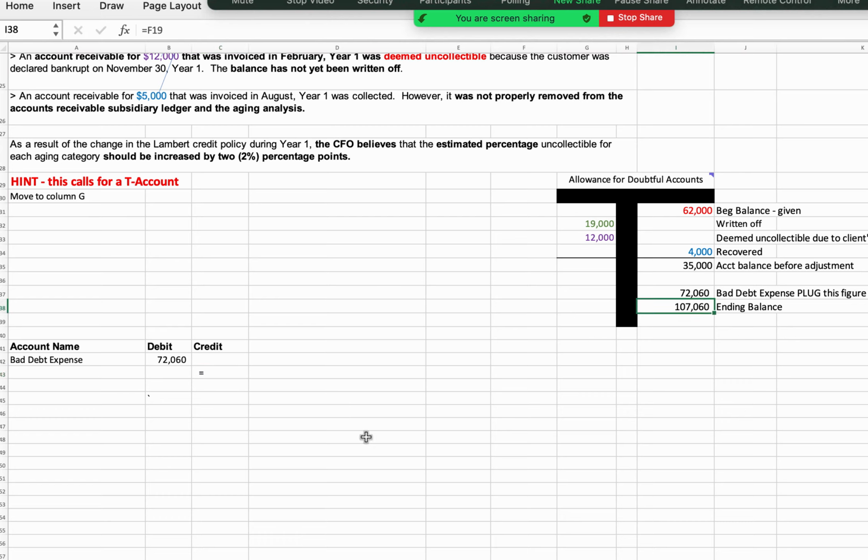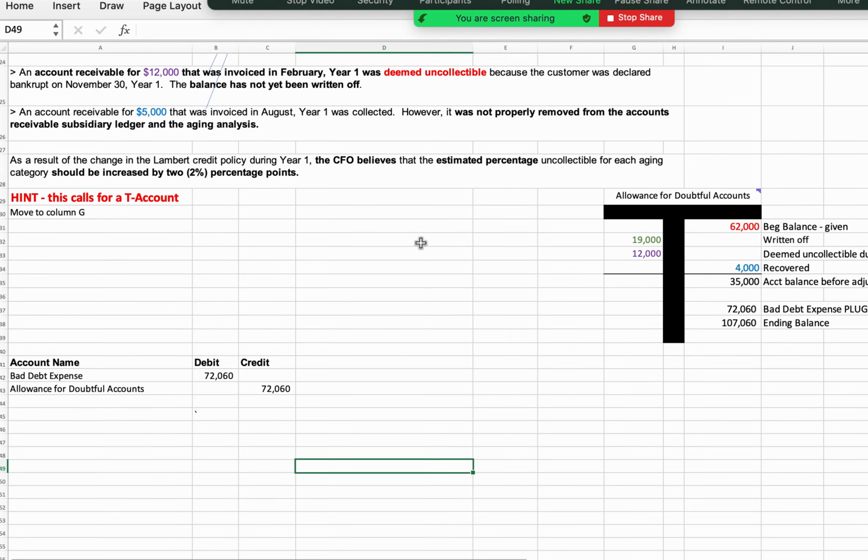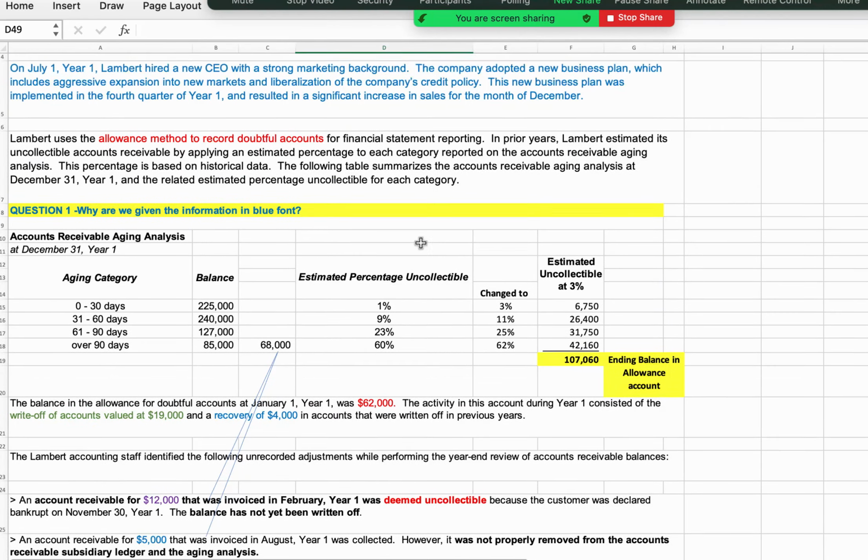What's the credit? Moving too quickly for my hands. What is the name of the account for the credit? There's your options: allowance for doubtful accounts or bad debt expense? Allowance. Yes. Allowance. Good. Okay, so that's a journal entry. Is there any questions here before we move on? Could you do this without me? Yes. Certainly.